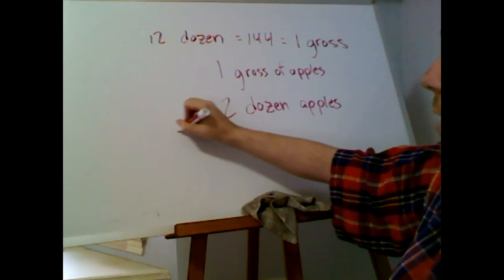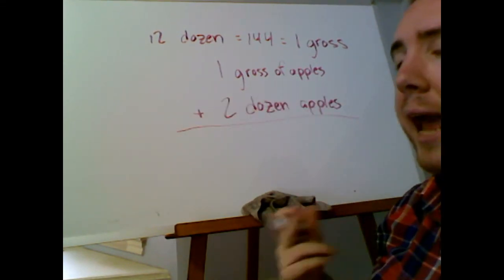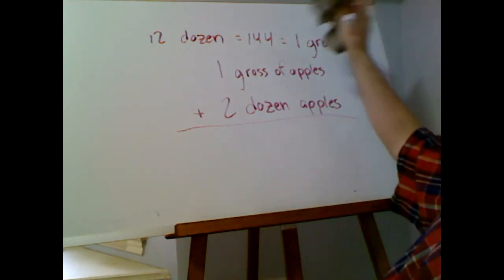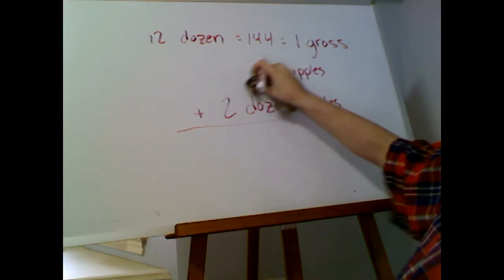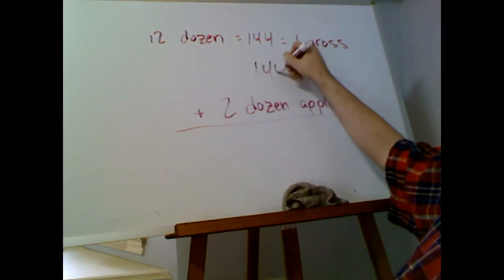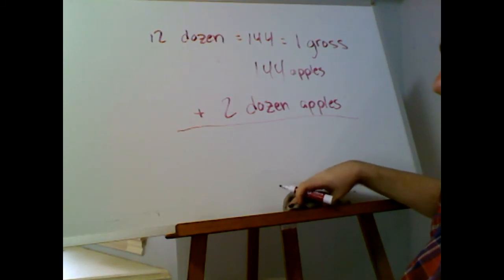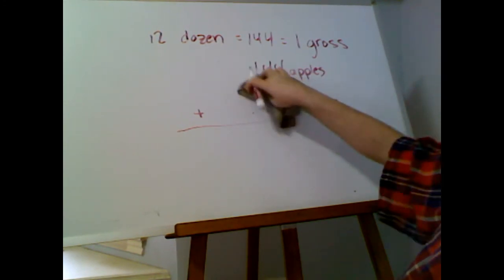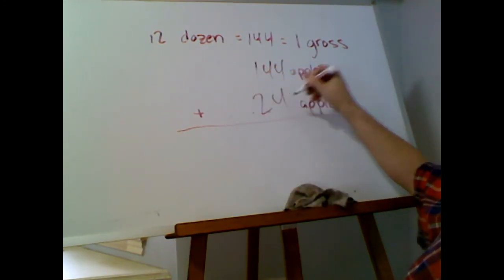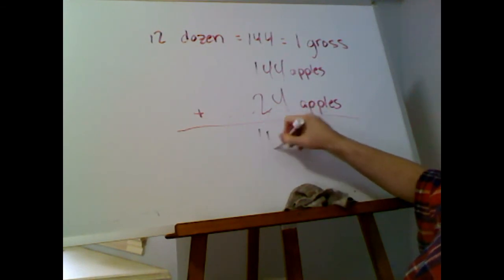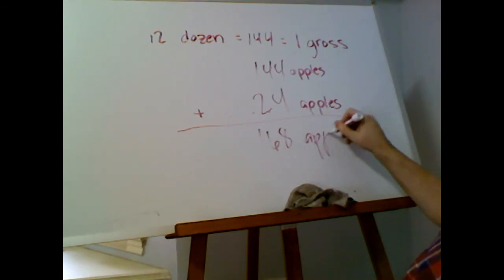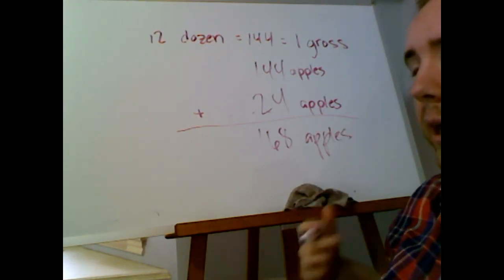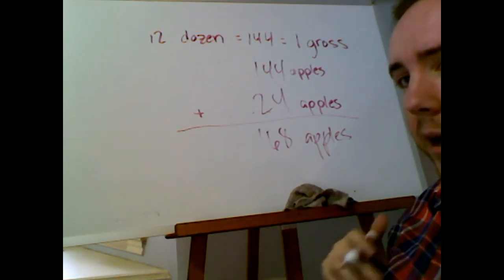Now, just like with our pair and dozen question, I can't add these as they are, but I can substitute. I know that 1 gross is 144, and 2 dozen, well, that's 2 sets of 12, that's 24. So we have 24 apples. And altogether, we have 168 apples, which is the answer to the next question. Again, it's just all about converting my labels.